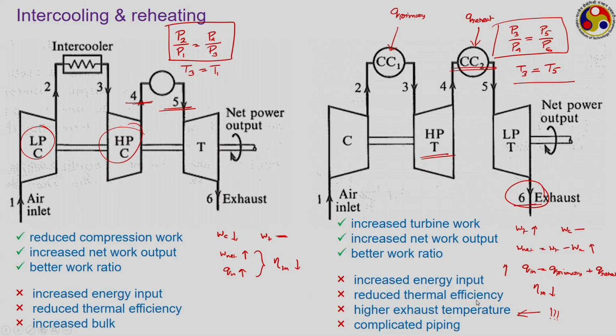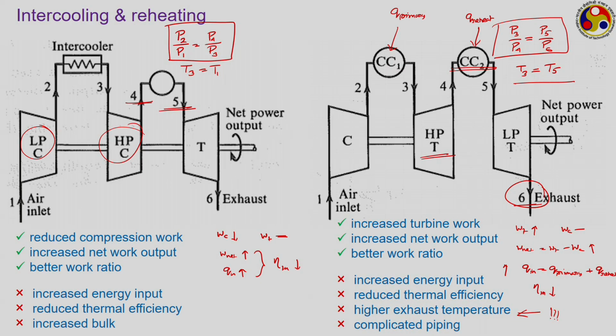Now, we can see that while the multi-stage compression with intercooling and multi-stage expansion with reheating both are leading to an increase in the net work output and improved work ratio, both of them are causing a reduction in the thermal efficiency. So, we also have to devise some option which gives us both things, that is the additional work output that we are getting must be retained, but also the energy input requirement needs to reduce so that we can have an increase in the thermal efficiency as well, and that option is regeneration.